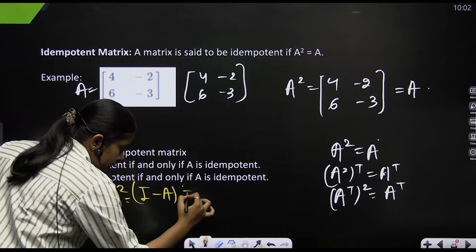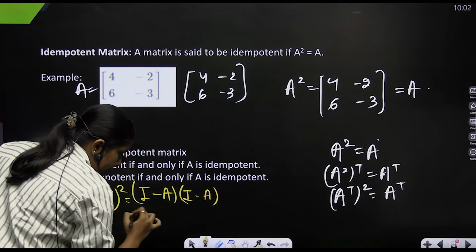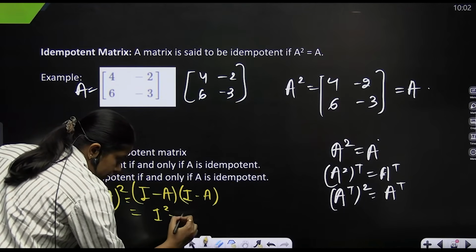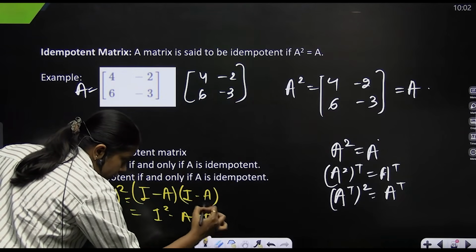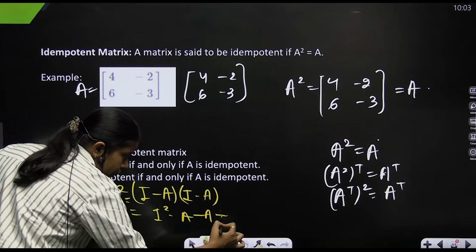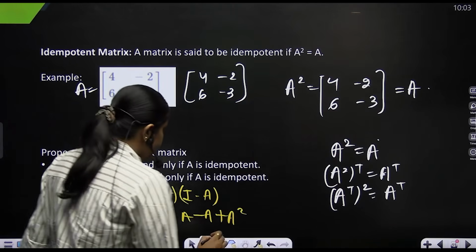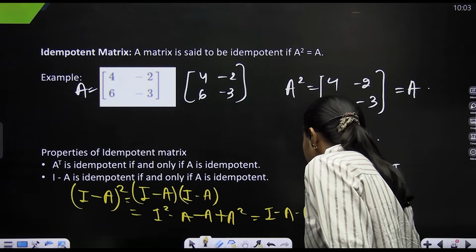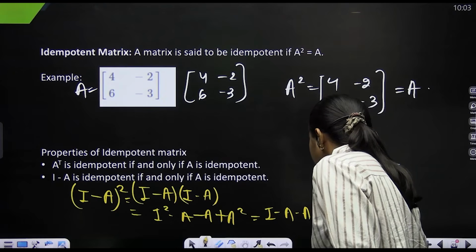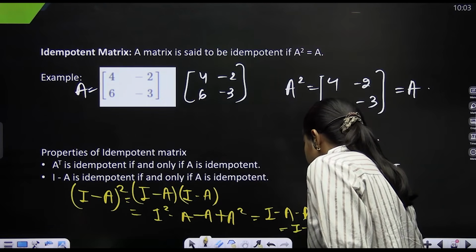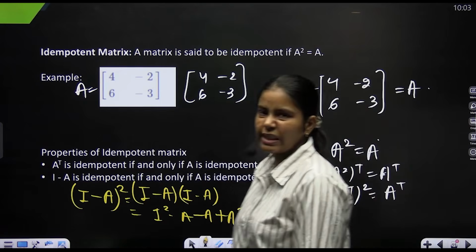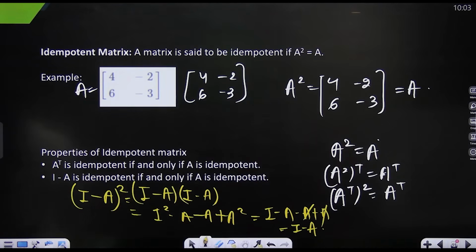So I minus A into I minus A: I into I is I square, minus I into A, that would be A itself, minus A into I, A itself, and minus A into minus A, plus A square. So A square is A. So I get I minus A and plus A, A and A get cancelled. So we are left with I minus A. So you can see that A is idempotent if and only if I minus A is idempotent. So these are the two properties we have for idempotent matrices.